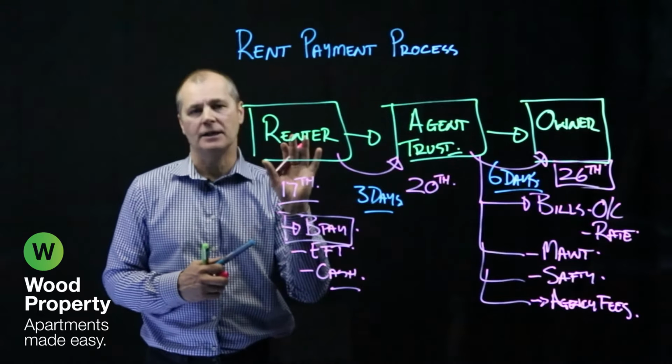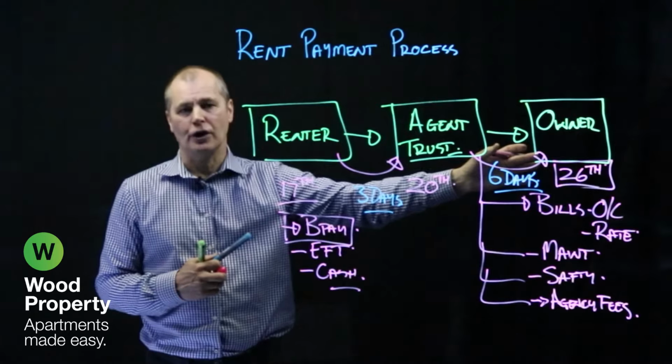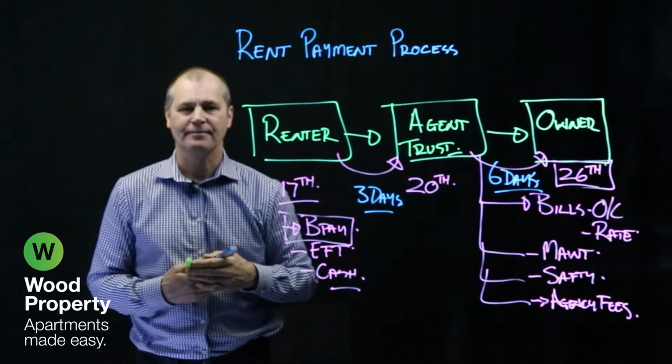So that is how the money is paid from a renter into the agent's trust account and then on to the owner, and all the bills and outgoings are taken care of at the same time. I hope that helps.